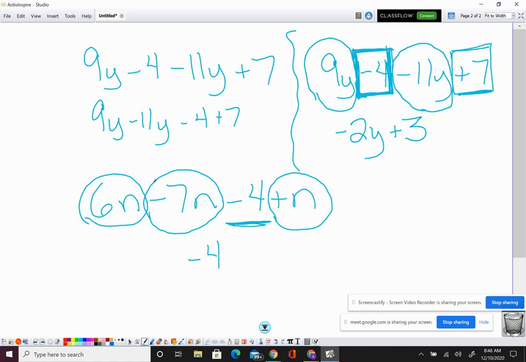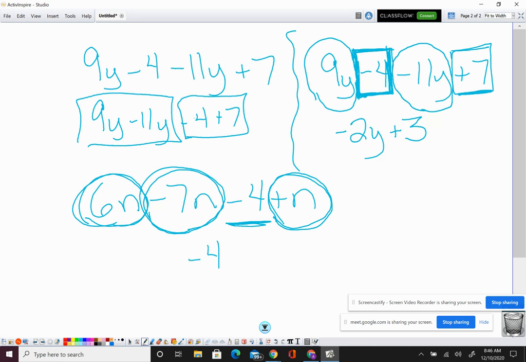Okay, so if you're doing it this way, I would like to see some kind of way that you're gathering all of the like terms together, whether it's circles around the like terms or whether it's moving them around so that they're all right next to each other. Either way, just show me some way that you're doing like terms together.